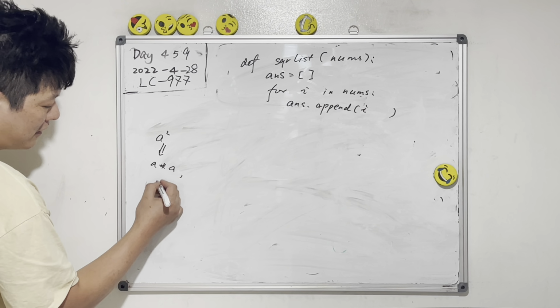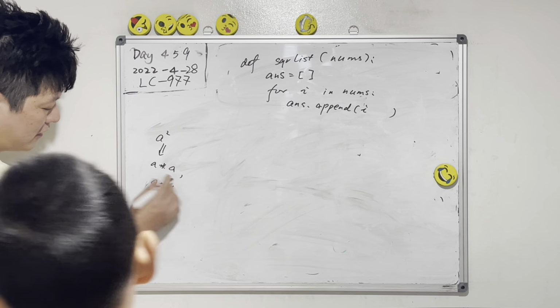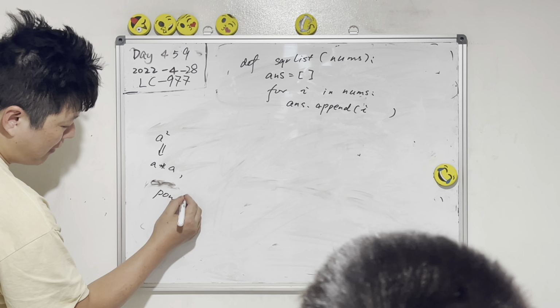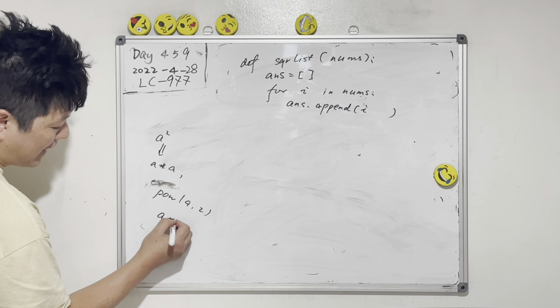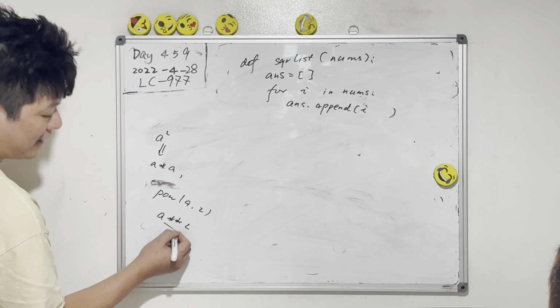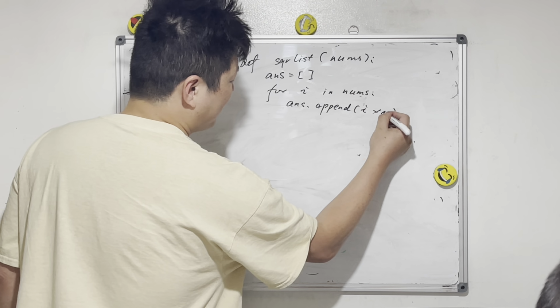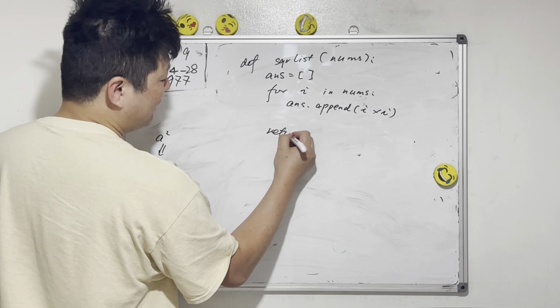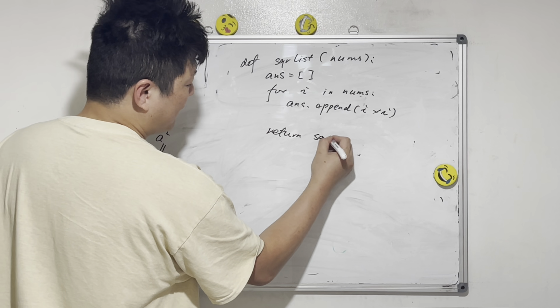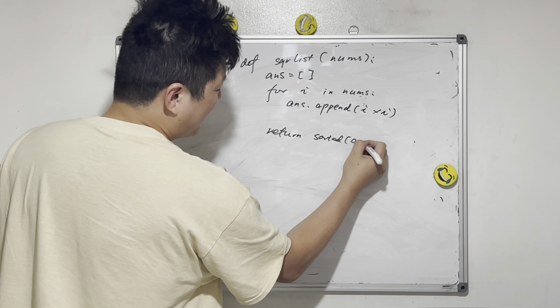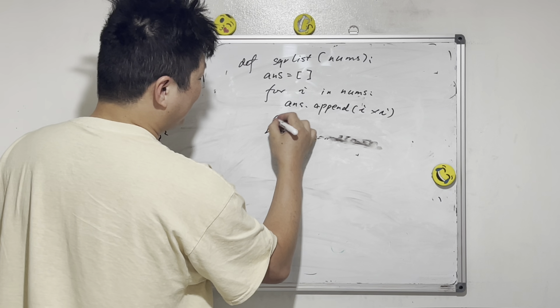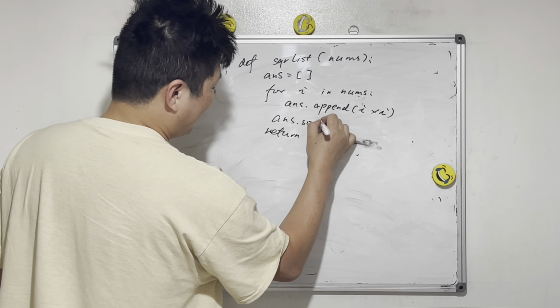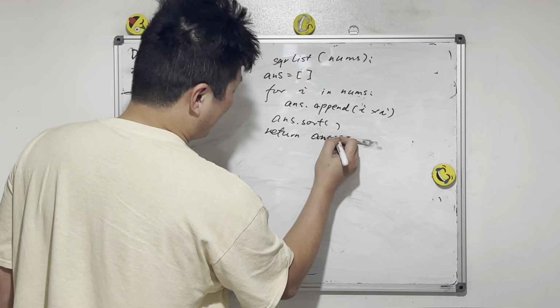Or A to the power of 2, or pow(A, 2), or A star star 2. Remember this syntax. Okay, so i times i. Let's do it. And then we just return sorted answer. We can do sorted answer, or we can do answer dot sort in the front, and then we return answer. Both are okay.